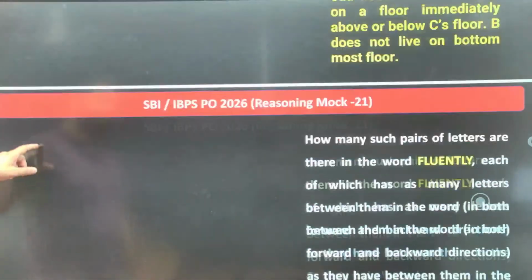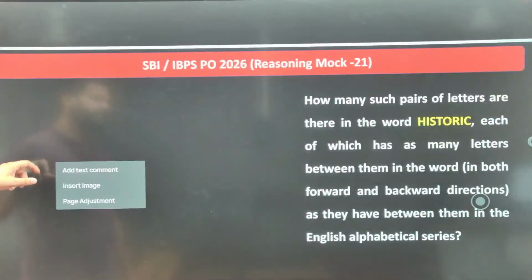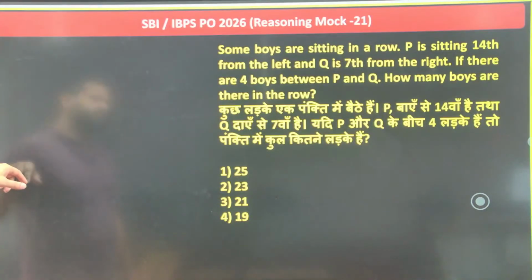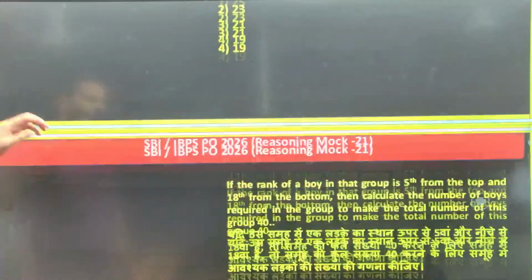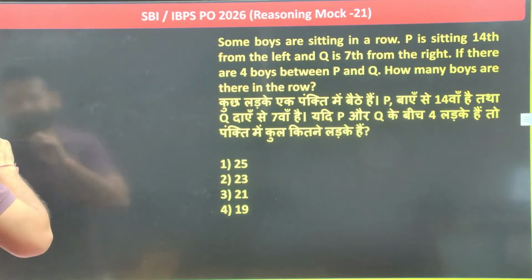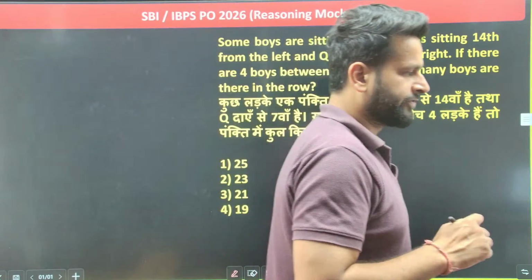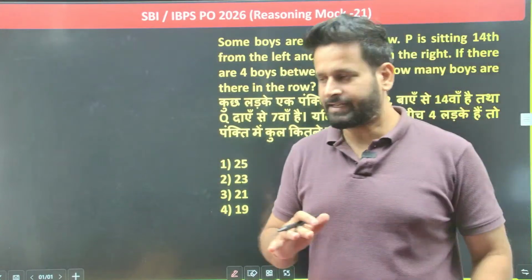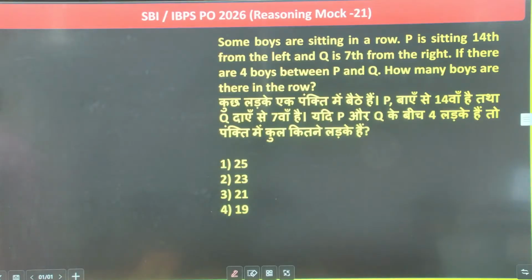Let us solve some pairs. Pairs we have seen. We will see syllogism, or let us go with order ranking. In the previous class, if you remember, we solved a few order-based questions. Let us solve 3-4 questions of ranking. Okay, ranking based question. Read it carefully.